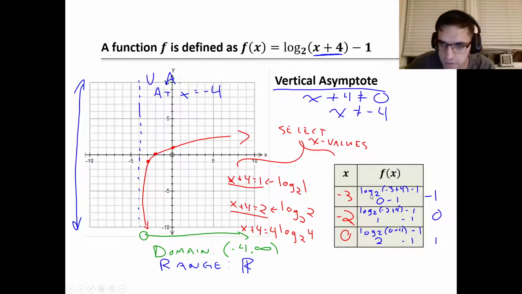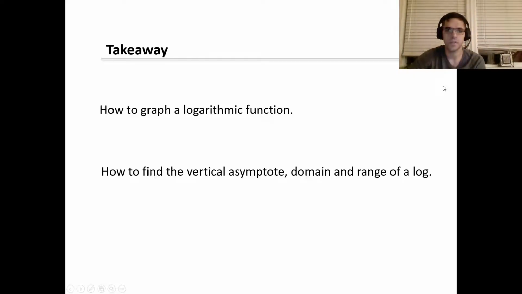With those x values, I can evaluate my log base 2 of x plus 4, minus 1, for each of these x values. So it would be log base 2 of 1 minus 1, log base 2 of 2 minus 1, and log base 2 of 4 minus 1. Well, that's 0 minus 1, 1 minus 1, and 2 minus 1. So we have our outputs: -3 goes to -1, -2 goes to 0, and 0 goes to 1. If I plot those 3 points, and I know where my vertical asymptote is, then I can draw my curve: a steep line going up on the left towards the asymptote, and more like a radical function looking thing to the right.